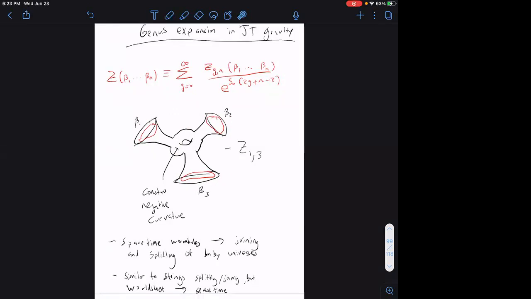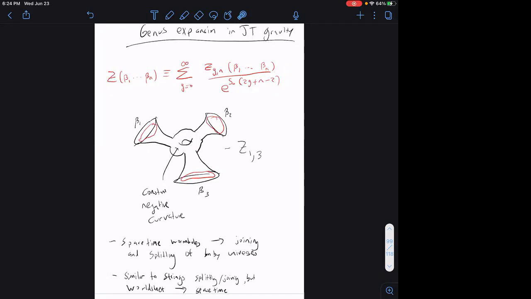And again, in JT gravity, we're only summing over surfaces with constant negative curvature. So even this integral over these complicated topologies turns out to be somewhat tractable, because we're not integrating over any old metrics here with horrible, crazy topologies. They're metrics with constant negative curvature, and those have some known properties that we'll take advantage of.